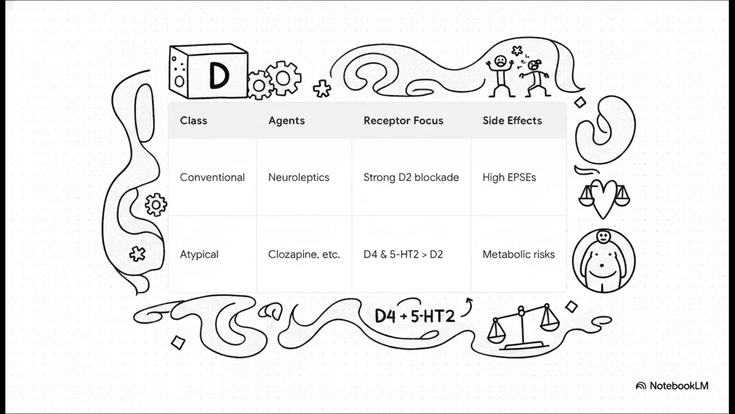Moving over to schizophrenia treatment, pharmacology has seen a massive evolutionary shift. Older, conventional neuroleptics relied on a really strong D2 receptor blockade, which unfortunately caused high rates of severe extrapyramidal motor side effects. The newer atypical agents, like clozapine, risperidone, olanzapine, and paliperidone, shift their affinity. They focus more on D4 and 5-HT2 blockade over D2. The result? Much lower motor side effects, but you trade them for complex metabolic risks, like significant weight gain.